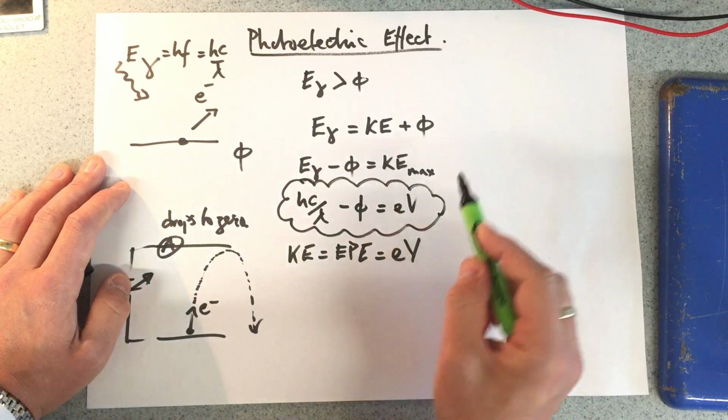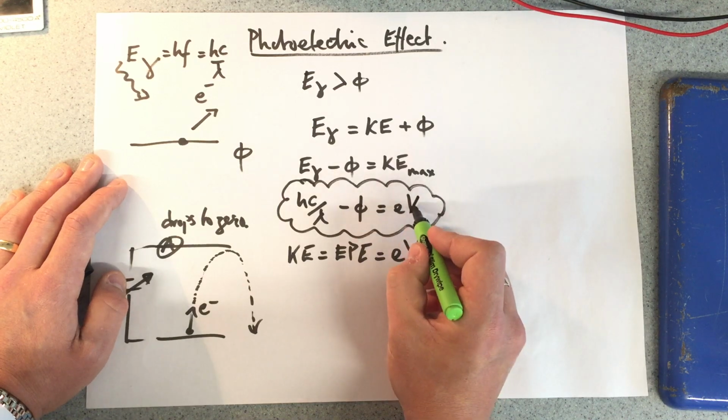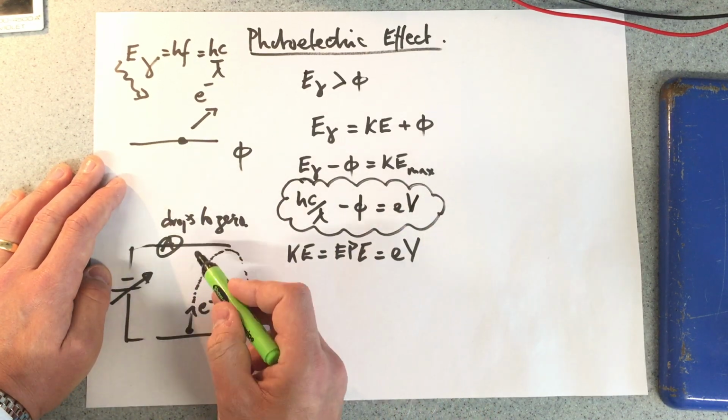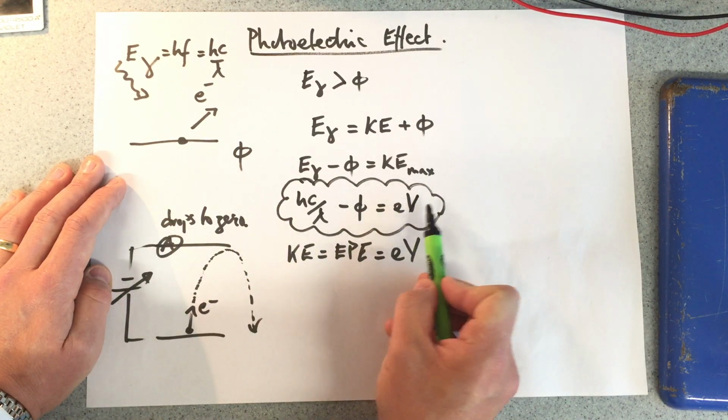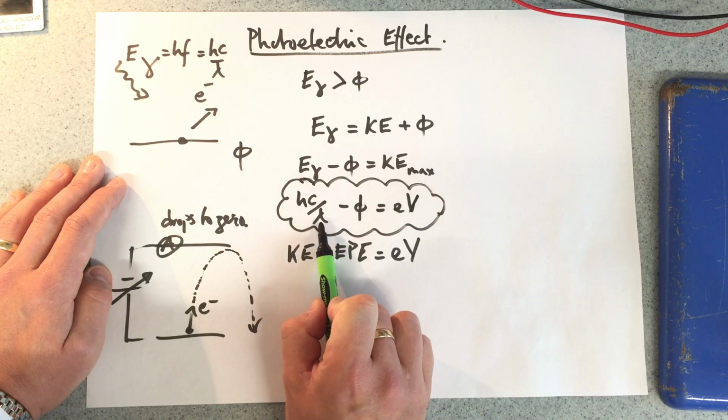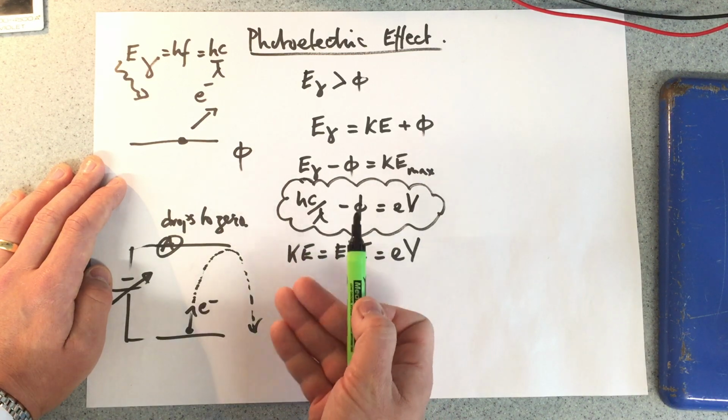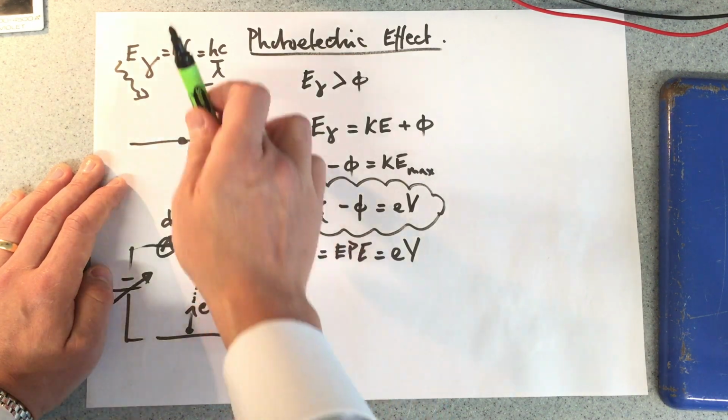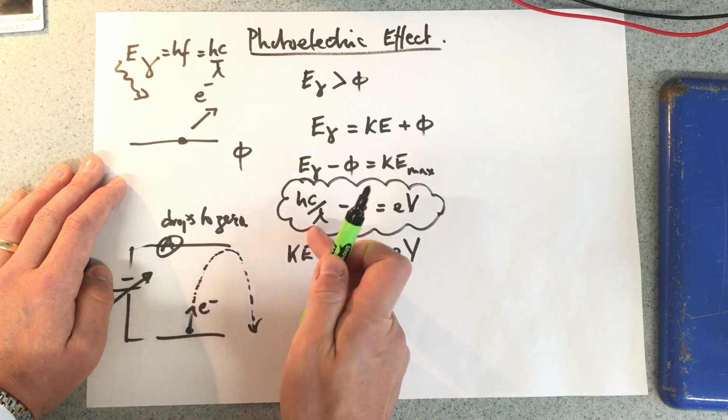Good, so I have a way of measuring that kinetic energy by measuring the voltage applied between these two plates, and I have a way of measuring the wavelength because I know the wavelength of light I'm going to shine onto this machine that achieves this, and so therefore I know lambda.